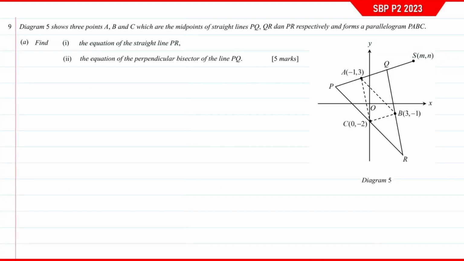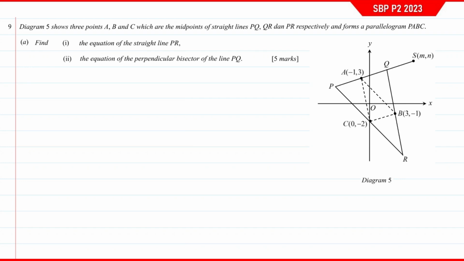Question number 9. Diagram 5 shows 3 points A, B, and C, which are the midpoints of the straight lines PQ, QR, and PR respectively, and forms a parallelogram PABC. A1: find the equation of the straight line PR.